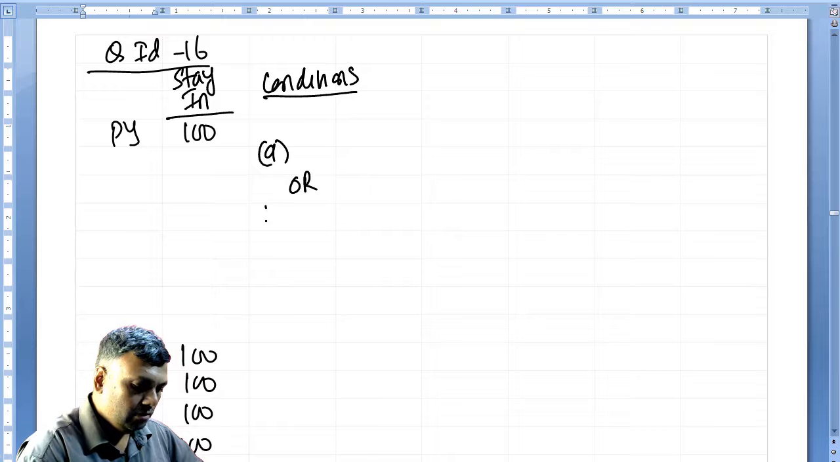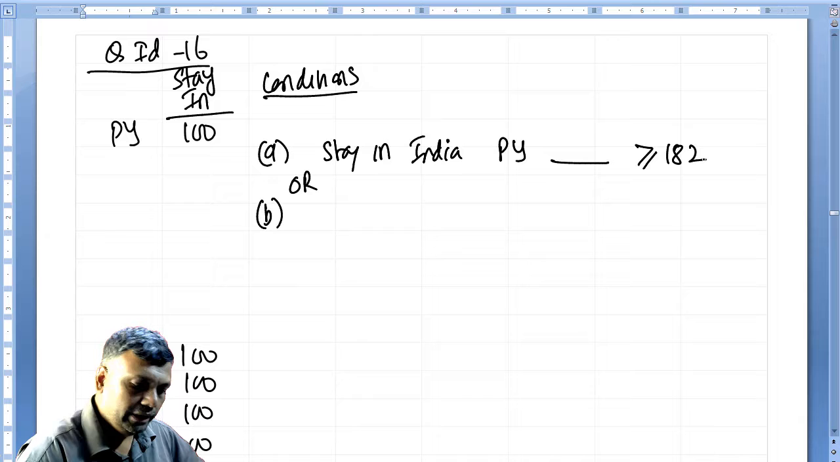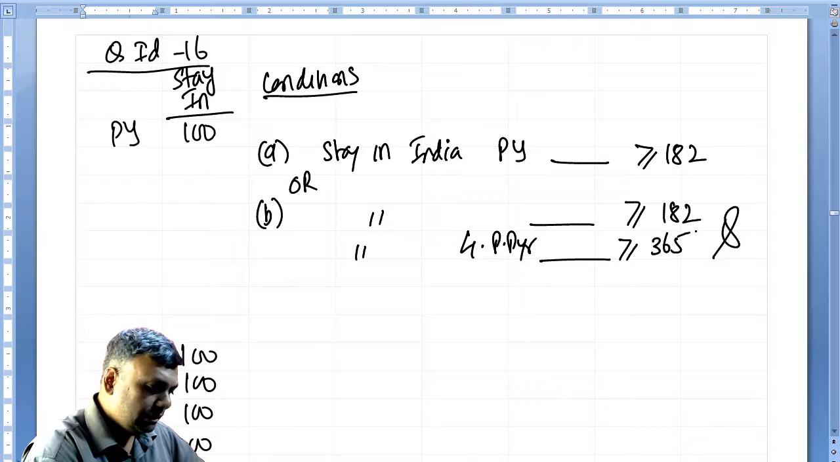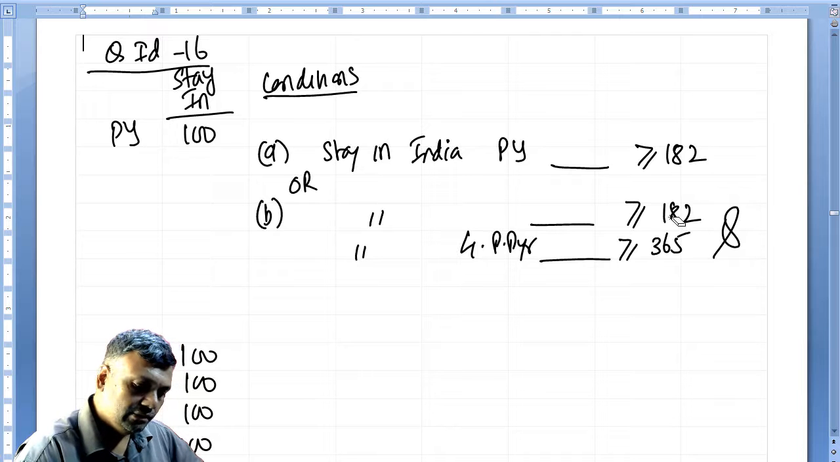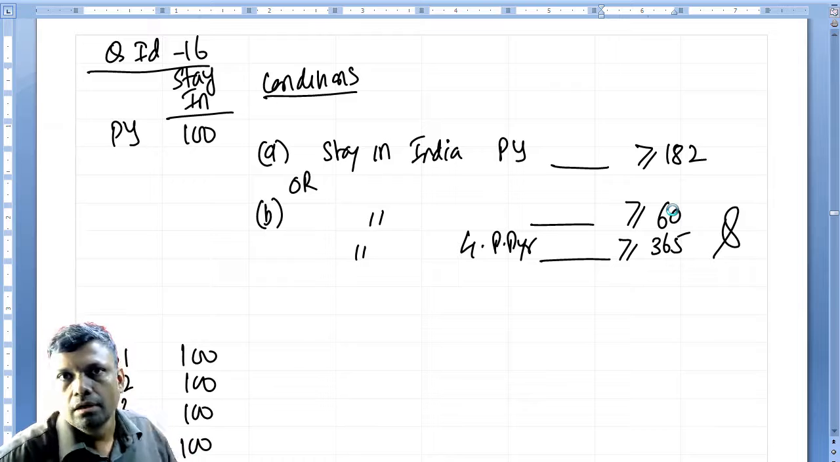A or B. Stay in India during the previous year greater than or equal to 182 days. Or stay in India during the previous year greater than or equal to 60 days, and stay in India 4 years preceding the previous year greater than or equal to 365 days. That's the condition.